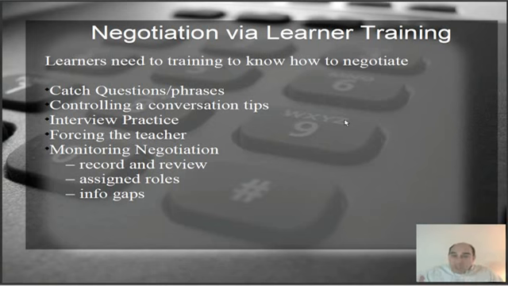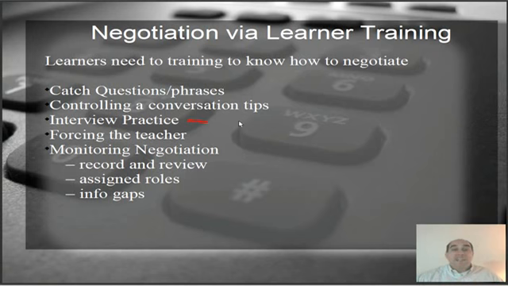And once they learn those tools, those tips, they're going to have better control over negotiating what's going on in the conversation. You'll want to give them interview practice. Sometimes students' levels are the same, sometimes they're not the same, so that they can practice in a variety of situations and scenarios. So you want to give them interview practice.